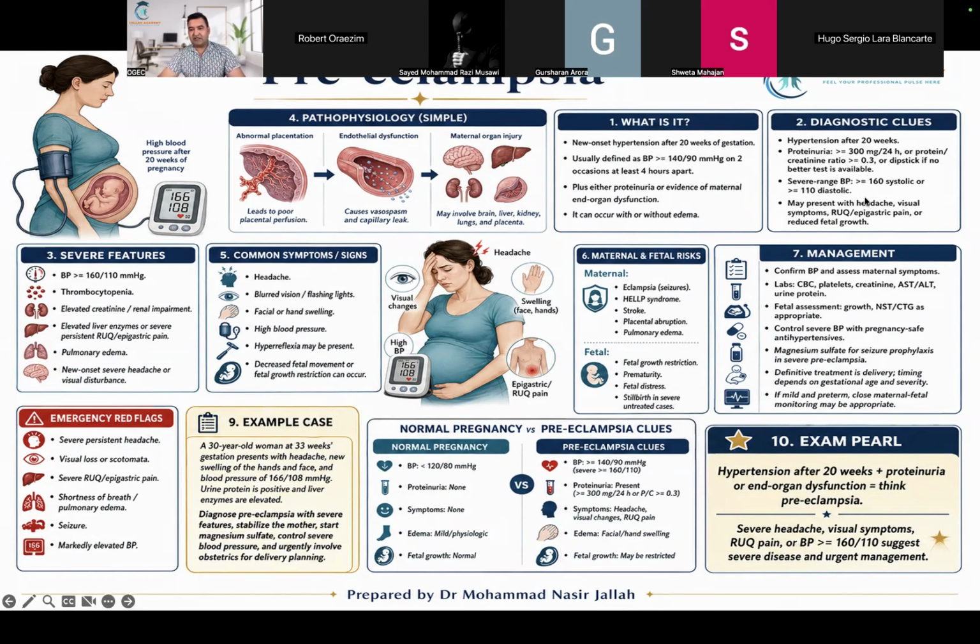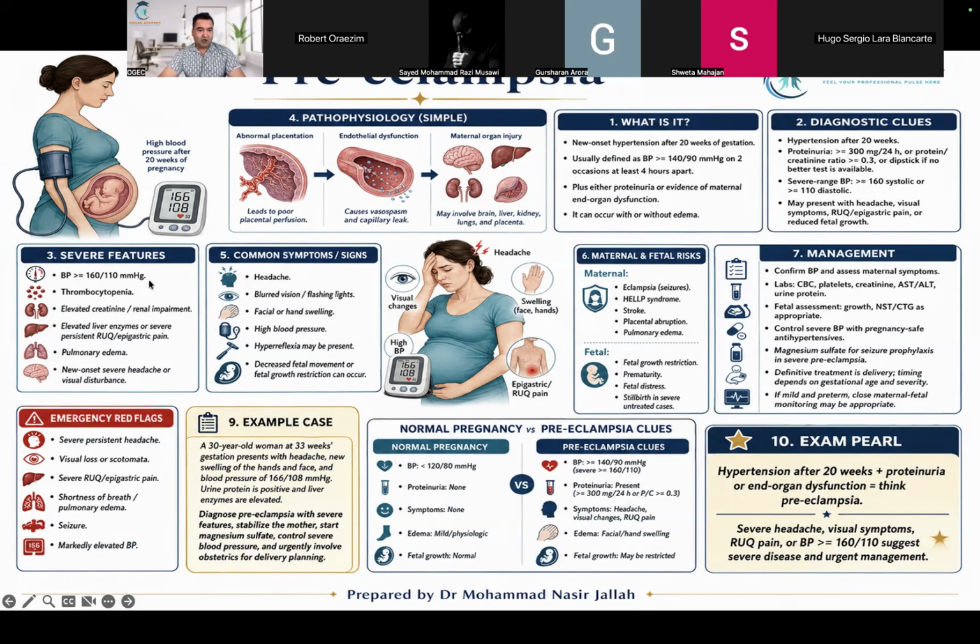Severe range, if it is above 160, this is severe. 160 over 110 is severe, systolic 160 or diastolic 110. May present with a headache, visual symptoms, right upper quadrant pain, epigastric pain, or reduced fetal growth.